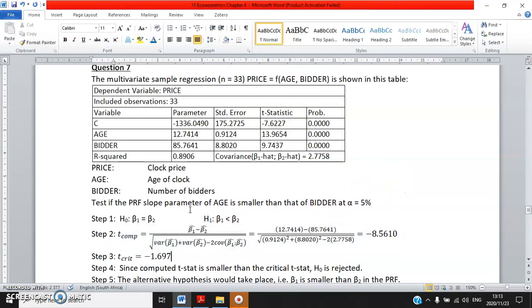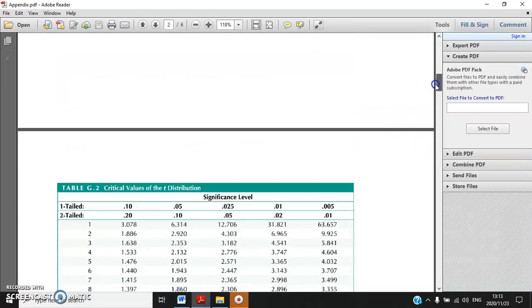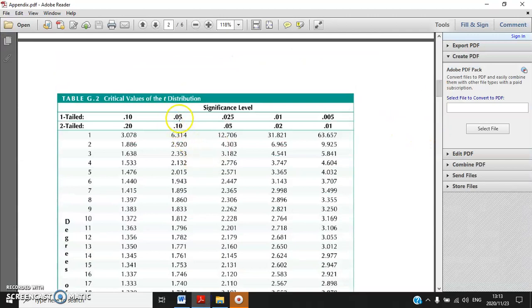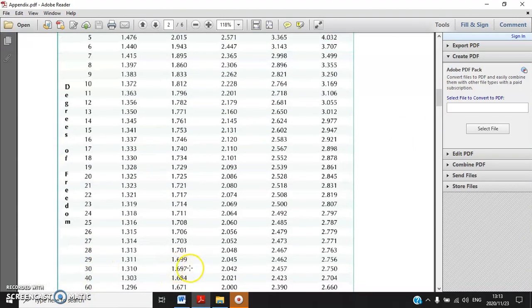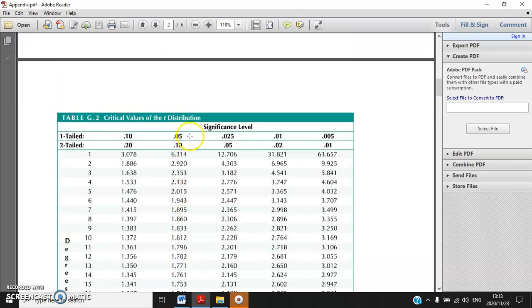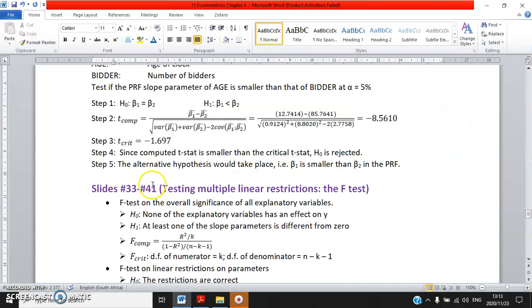Critical t-stat, one-sided left tail test. Alpha is 5%. I think degrees of freedom is 30: 33 minus 2 minus 1, 30 and 5%. Yeah, is it 1.697? Yes, minus 1.697. 30 degrees of freedom, top row, alpha 5%. You just have to add the negative sign to the critical t-stat.